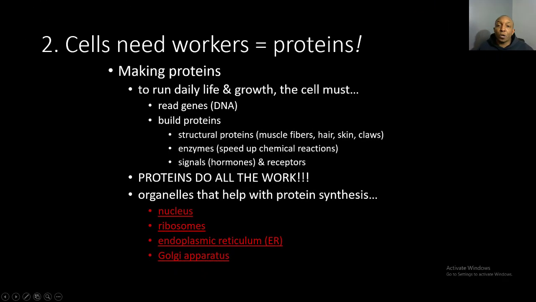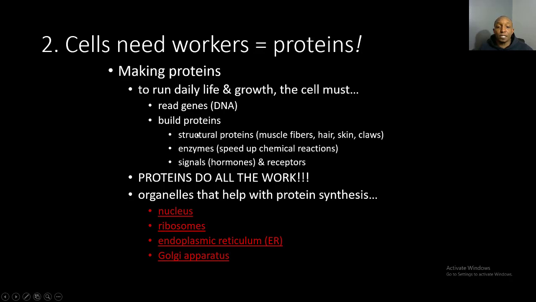So why is making proteins so important? Because cells need workers, and those workers are proteins. So if we're making proteins, we need them to run our daily life and growth, and the cell must be able to read the genes. So the genes are that DNA, and the DNA tells what type of proteins to make.